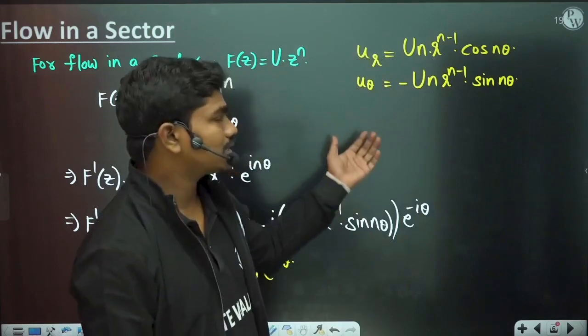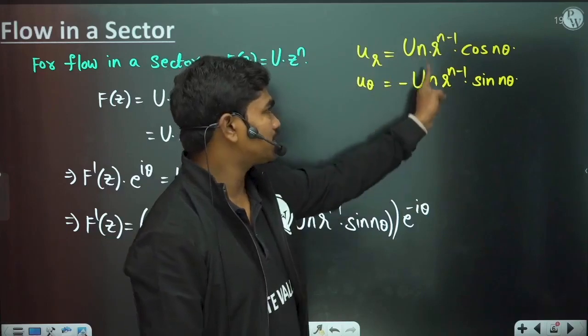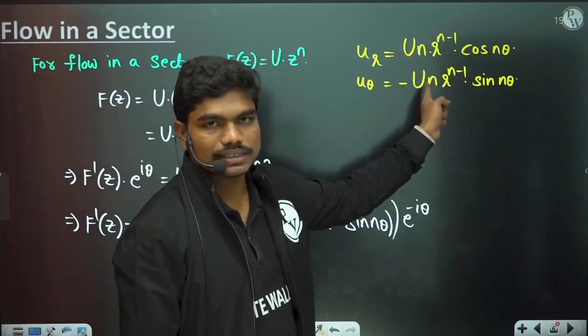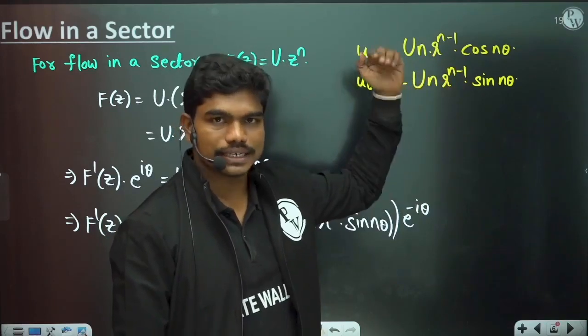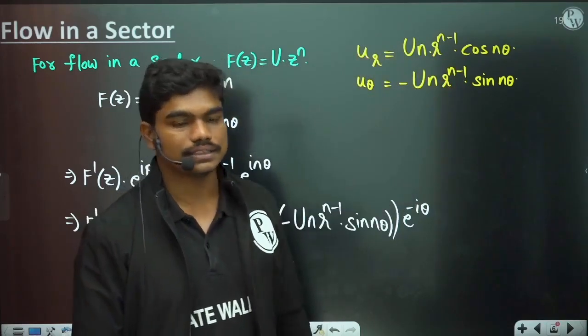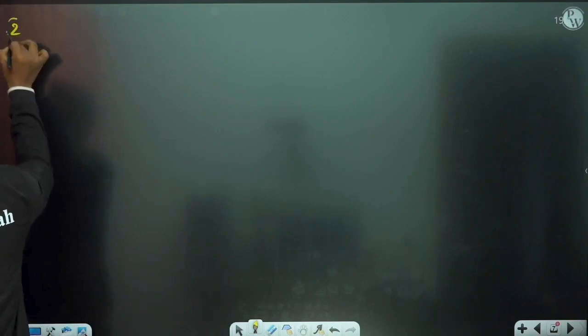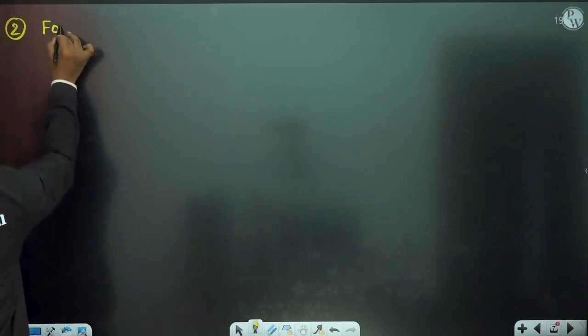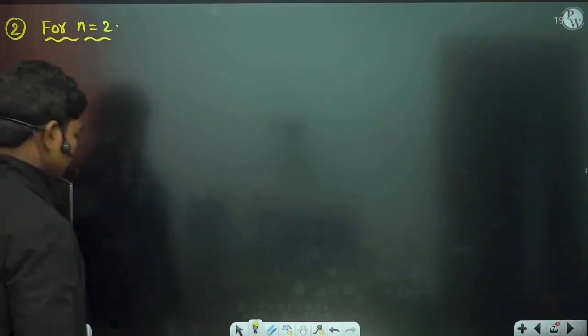We have seen different cases. In yesterday's case, we kept n equal to 1, then the expression turned out to be u and minus u, and when we plotted them we again got the first case, basic flow along the x direction. Now why this is called flow in a sector, let us try to understand. See carefully here. For example, let us suppose n is equal to 2.